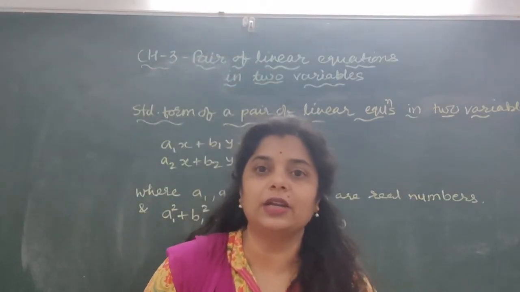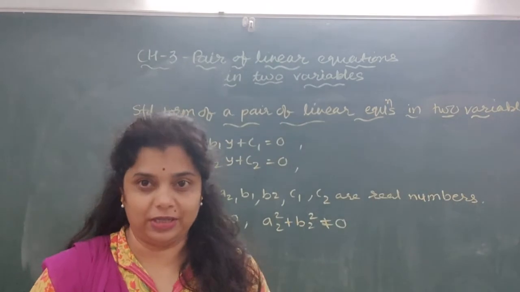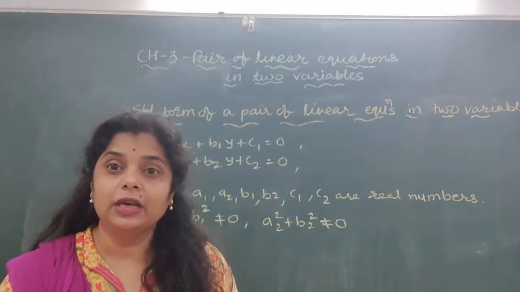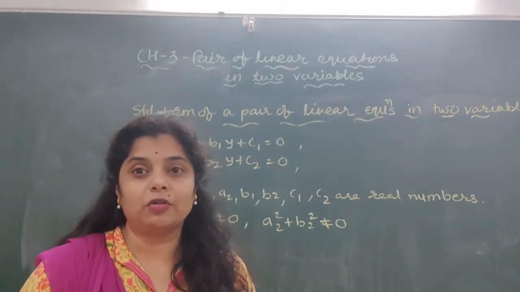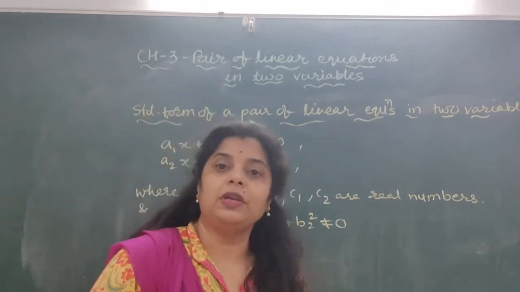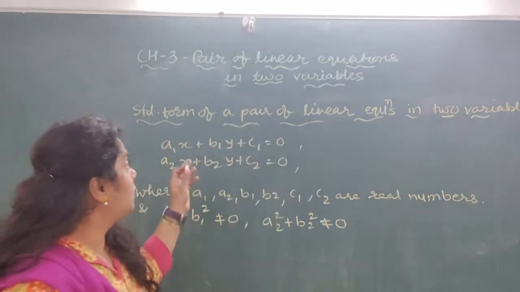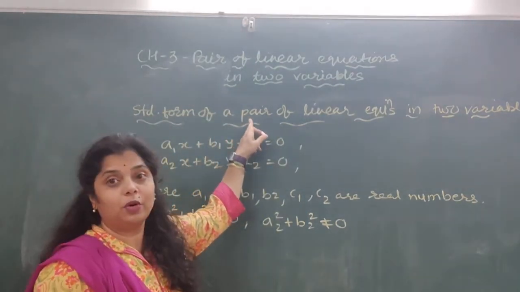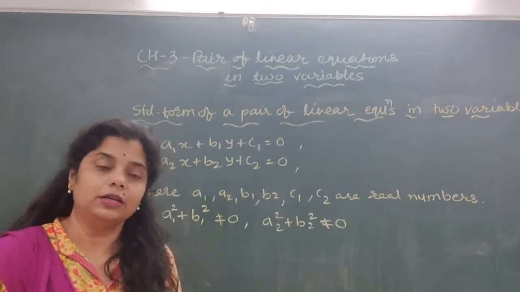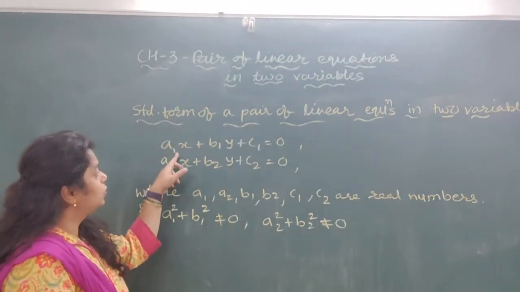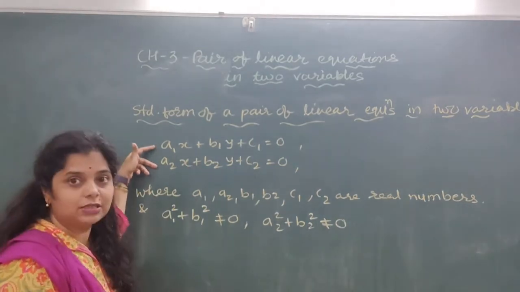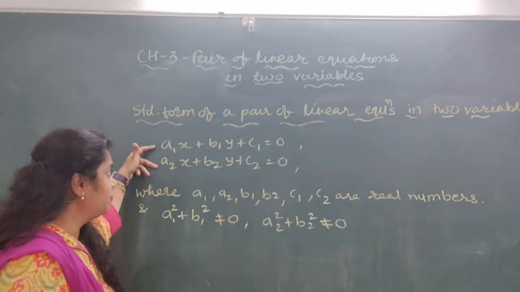Now let's see the standard form of a pair of linear equations. We already have knowledge about the standard form of a linear equation, but we are going to study the standard form of a pair of linear equations. So as usual, it is a pair. It means it is two linear equations.